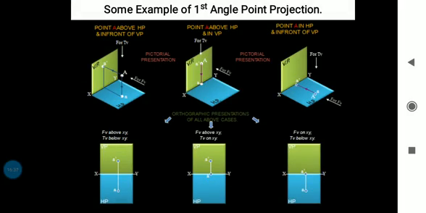So ultimately you have learned about point projection in first angle projection, second angle projection, third angle projection and fourth angle projection. There are four types of projection. Okay, and so thank you.